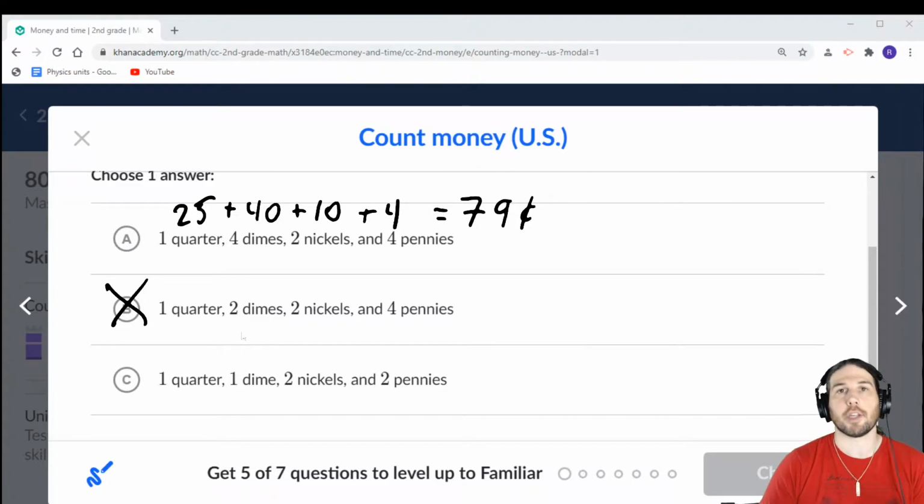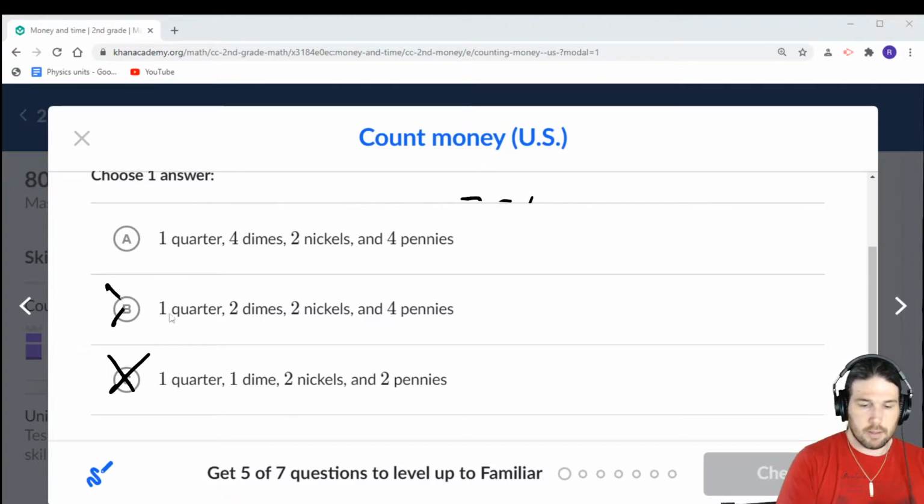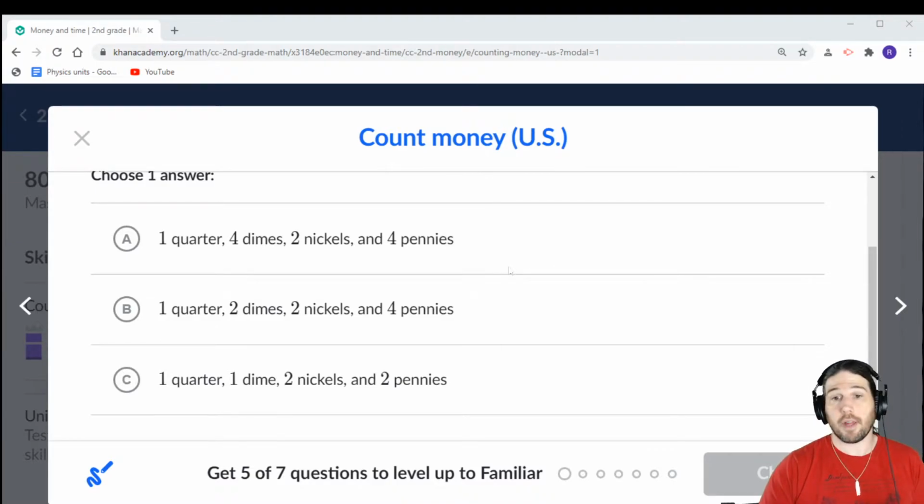I'm not going to go to the trouble of doing all that adding if I don't have to. I can just look at this and say, oh yeah, it can't be C either, because that's only one dime. Now yes, this says choose one answer, so I didn't have to go through that, but not all of these problems will say choose only one answer. So sometimes it's good to check all the other answers as well. The answer is A.